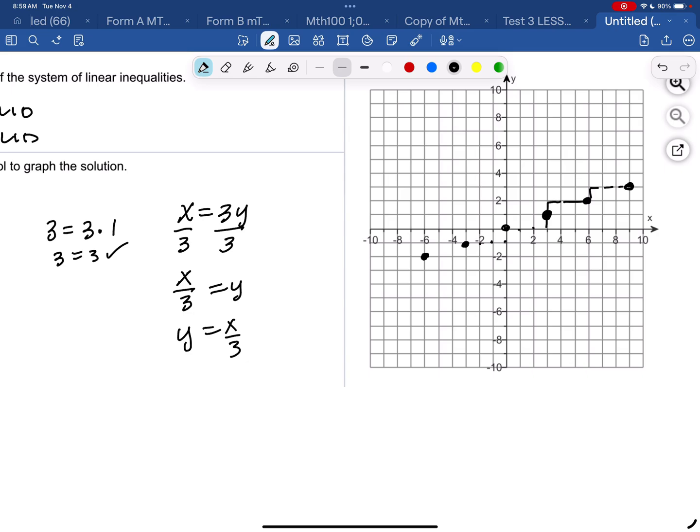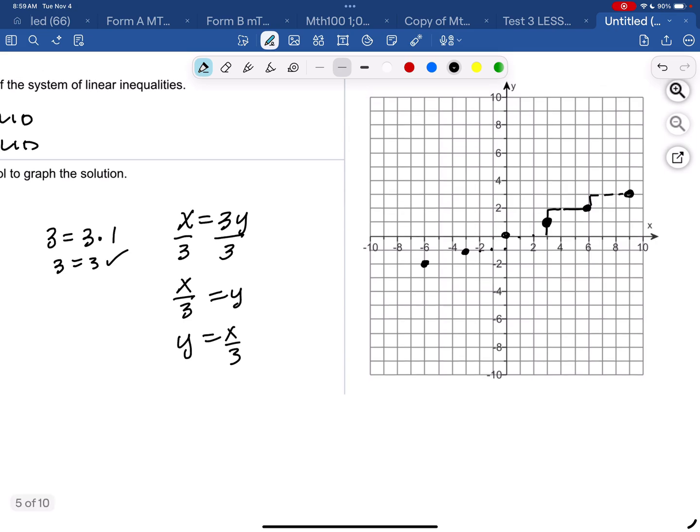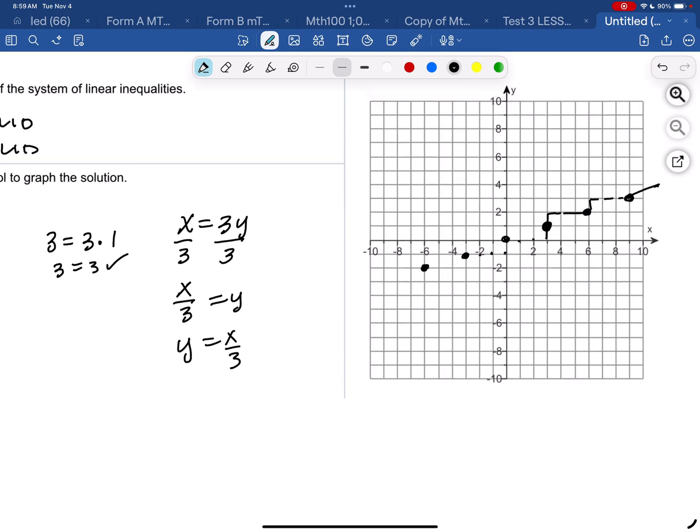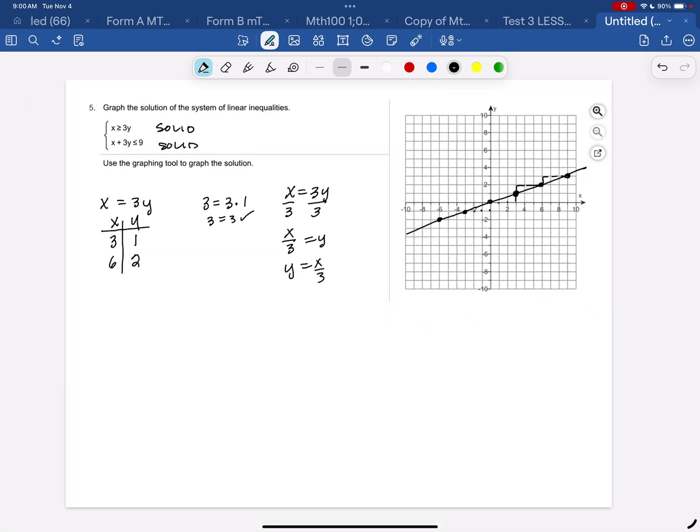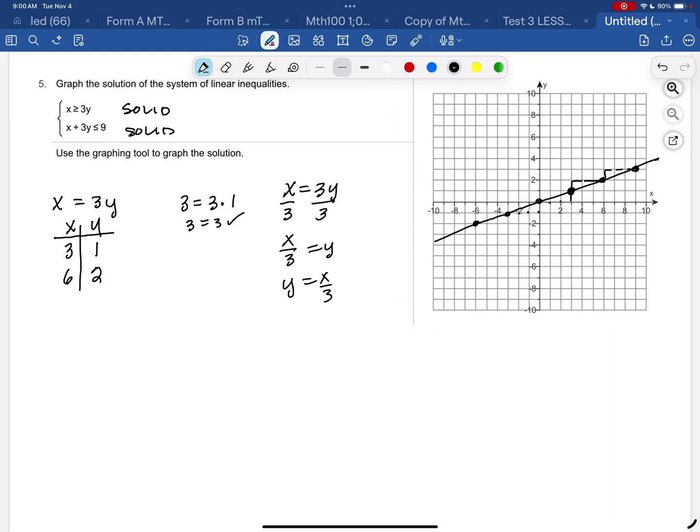In MyMathLab, you only have to have the 2 points. But for me, since I'm doing it manually, now I need a solid line, so I'm going to try to hit all those dots going through there like that. Okay? All right, so that's the first one. Now, notice that this line went through 0, 0, because 0 is equal to 3 times 0.